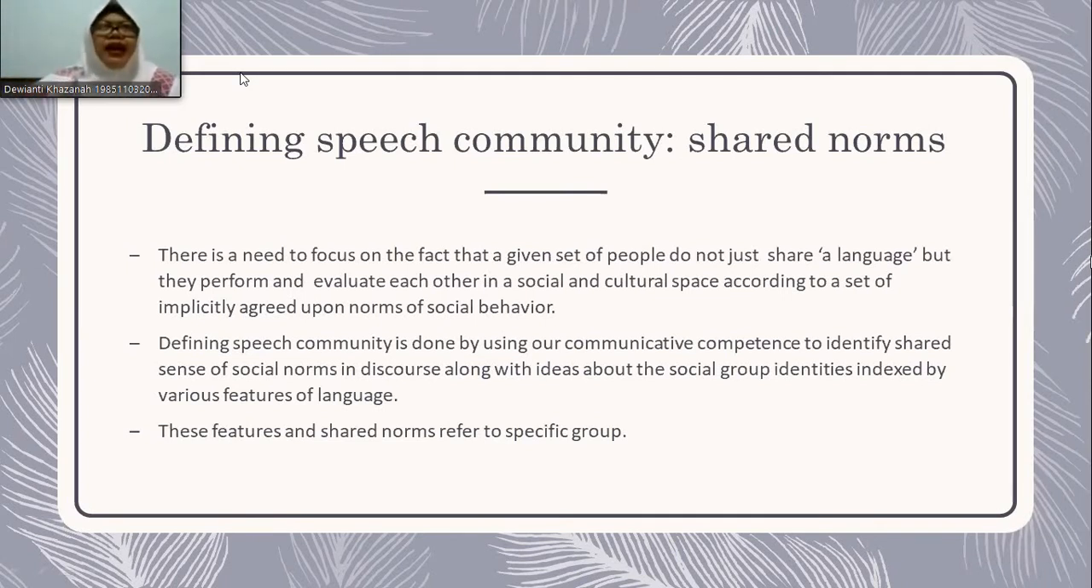But when you do not share the same norm, you might fail to understand what's going on there, and you evaluate other people based on that norms, right? You tell, oh, you're not from Malang, are you?